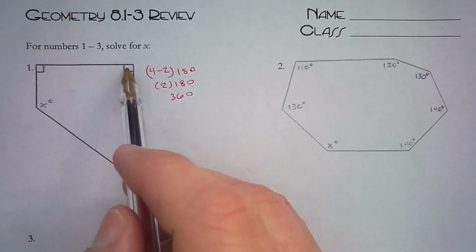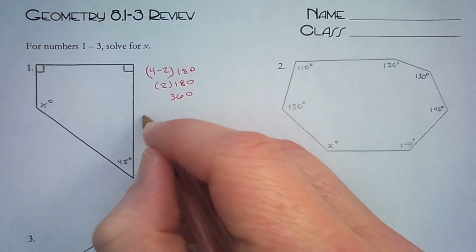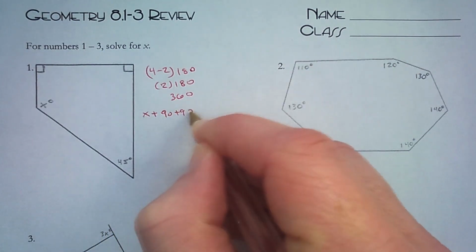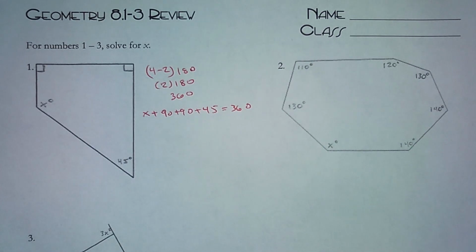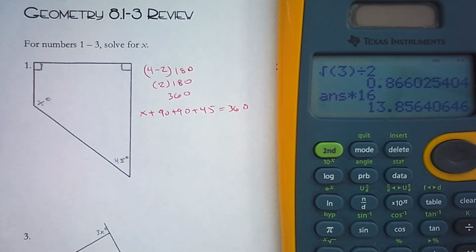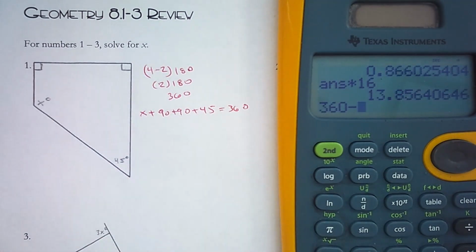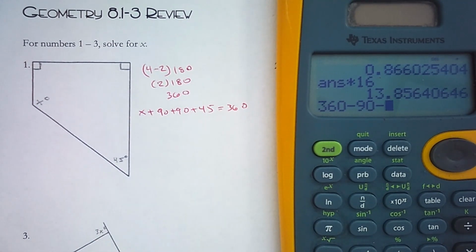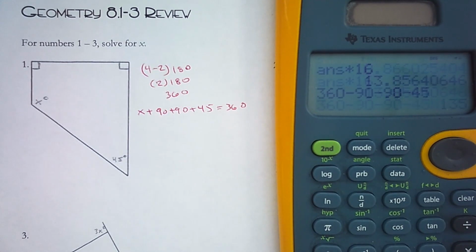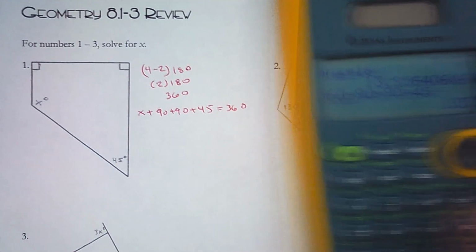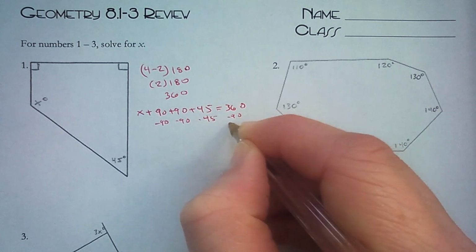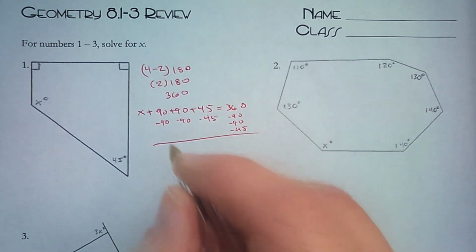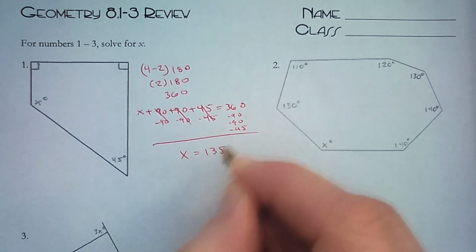Okay, so I know 3 of the angles here. So I've got x plus 90 plus 90 plus 45. So that's all 4 angles, is going to equal 360. Okay, so I can subtract 90, 90, and 45. So let's see what that would equal. So we've got 360 minus that 90, minus the other 90, minus 45, and that leaves me with 135 degrees. So when I subtract 90 and 45 from both sides, I'm left with x equals 135.